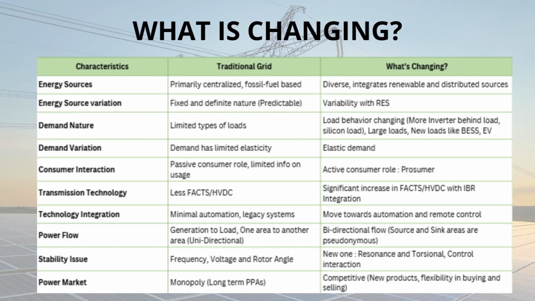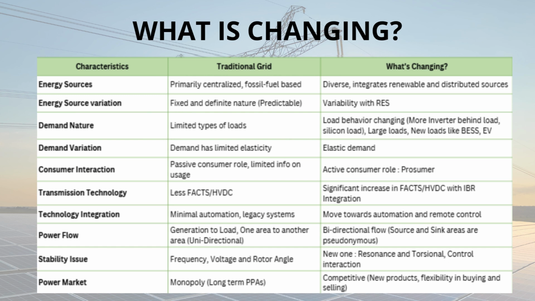Which connects to demand variation, right? Right. Limited elasticity changing to elastic demand. Spot on. Traditionally, you, the consumer, didn't really change your usage based on grid conditions or price. Demand was inelastic. Now, we're seeing the rise of elastic demand. People can shift usage, think smart charging for your EV when power is cheap, or smart thermostats adjusting slightly. So demand itself becomes a tool for balancing the grid. Exactly. It's a game changer. You're not just adjusting supply, you're shaping demand too.